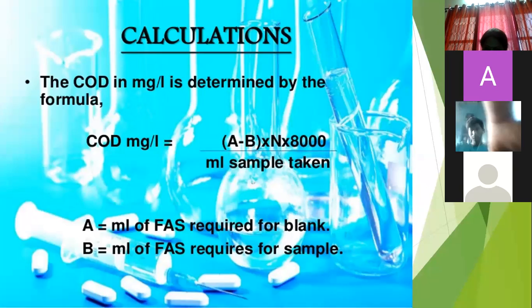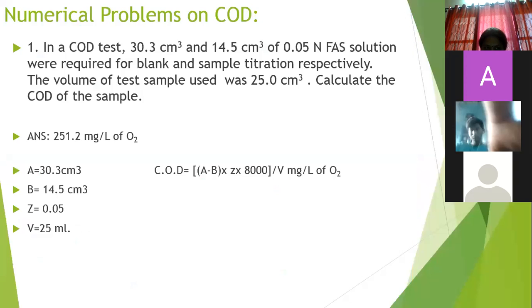Can you see now, Abu Sufyan? Okay, you write COD is equal to, in bracket, A minus B into N into 8000 by capital V. Those who could see, write the formula, then I will go to the next slide. Now it is clear, Abu Sufyan. Numerical problem on COD. It is clear now.